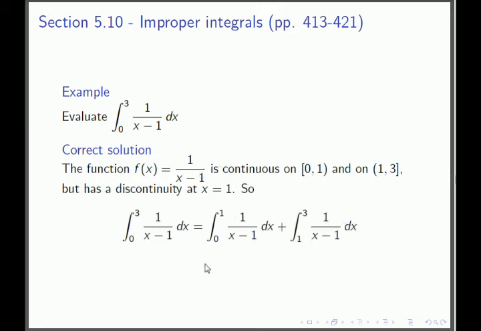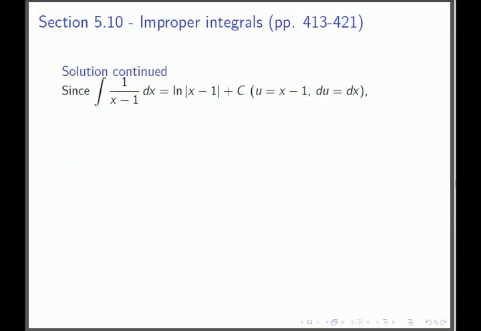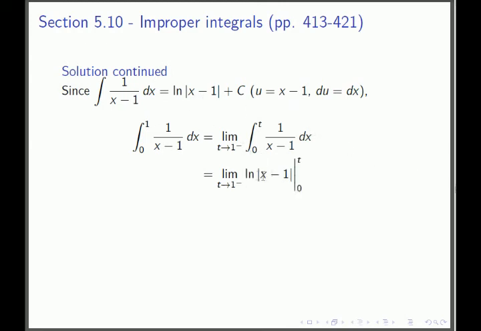We have to rewrite the integral this way, from 0 up to the discontinuity at x equals 1, plus from 1 up to the right end point of the interval. And now we can treat these two improper integrals separately. Now, since we already know this antiderivative, we can take that first integral from 0 to 1 and compute that as the integral from 0 to t, and then letting t go to 1 from the left. And we can use this antiderivative and then plug in the right endpoint and the left endpoint.